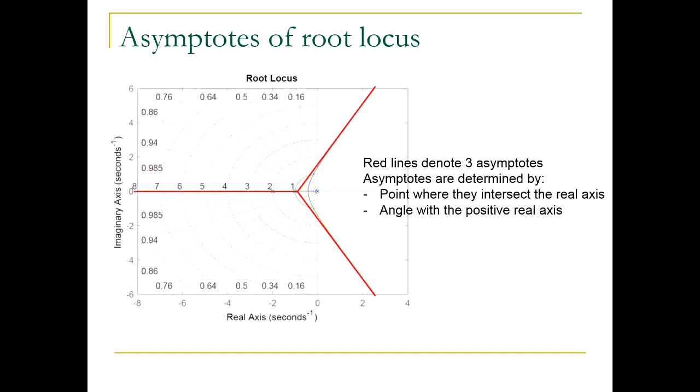So what are the asymptotes? Well, in this case, they are plotted here. So what we will do is we will show how to determine the point where all asymptotes intersect and the angles of each of the asymptotes. So we will learn how to plot that tomorrow. We will give formulas. But at this point, just know that some root loci do have these asymptotes. As I said, these asymptotes are determined by a point where they intersect the real axis and the angle with the positive real axis. We will learn how to quickly plot these asymptotes in general.